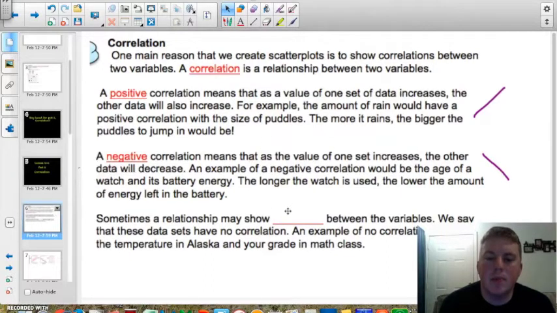Now, sometimes we have a relationship that might not show any correlation at all. If we have no correlation or no relation between the variables, we say that these data sets have no correlation. An example of this could be the temperature in Alaska and your grade in math class. What the temperature is currently in Alaska really has nothing to do with what you're scoring on your mastery checks or your tests. So we would say that those have no correlation.